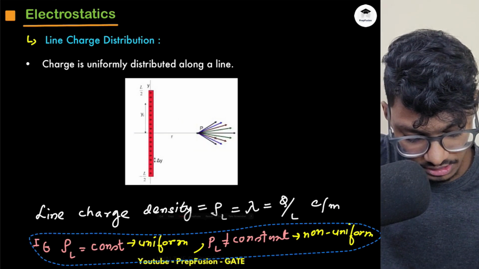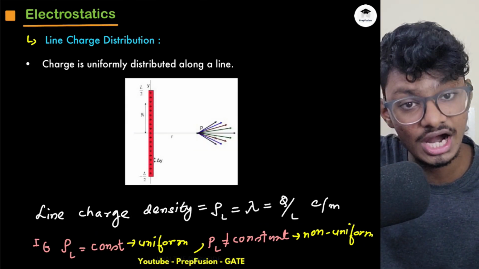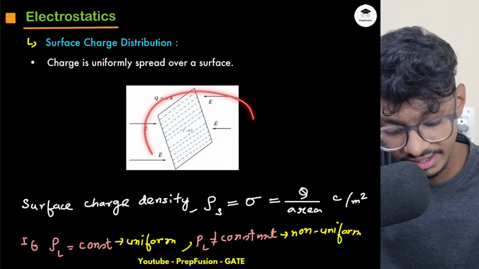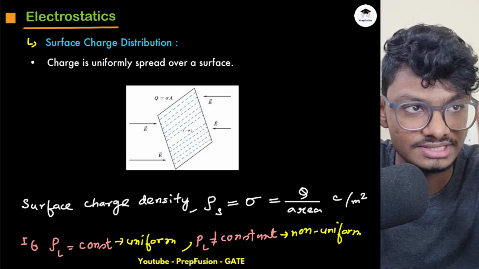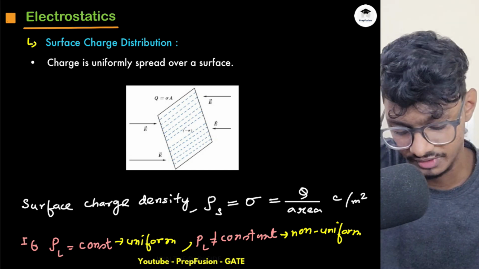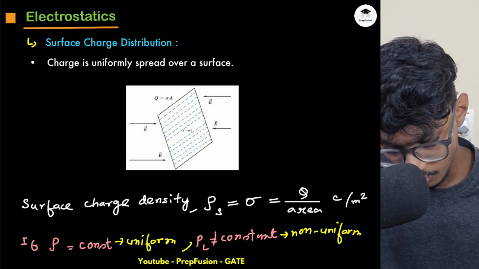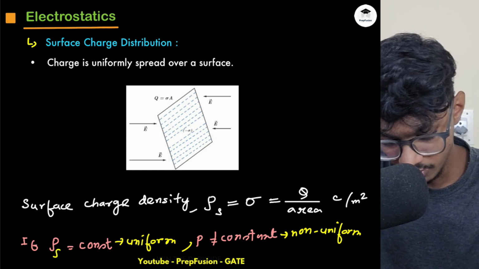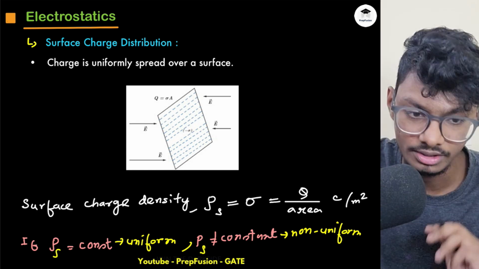Now this is charge per unit area. Okay, charge per unit area, not volume, because charge is divided throughout an area, not a simple curve, not a simple line. Now if my rho S is constant, it will be uniform. If my rho S is not constant, it will be non-uniform simply.